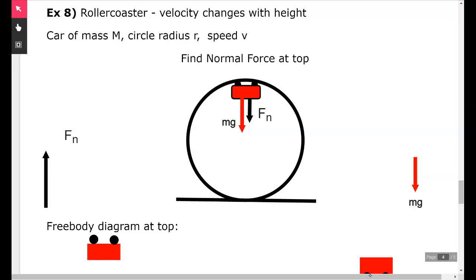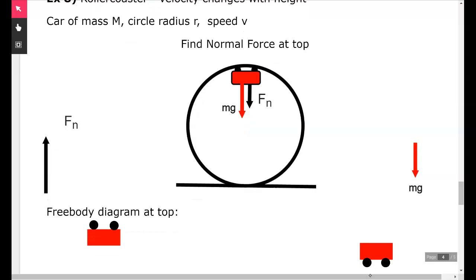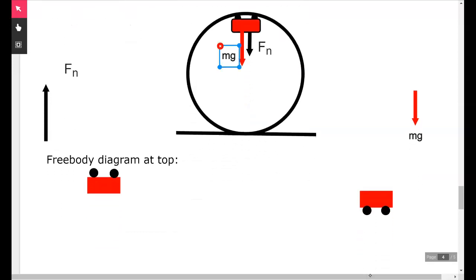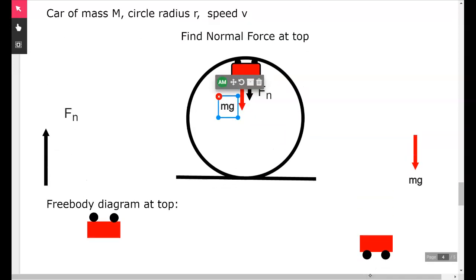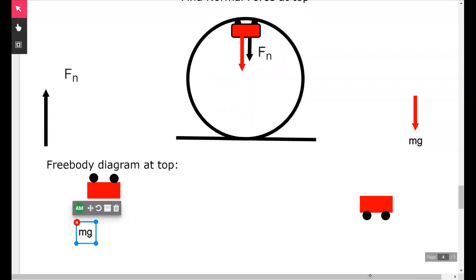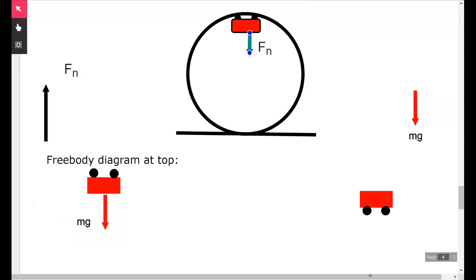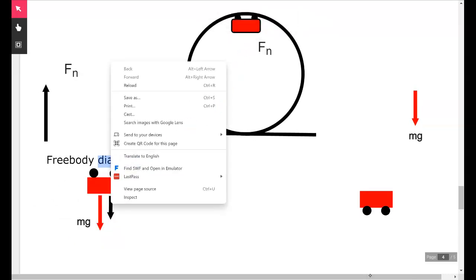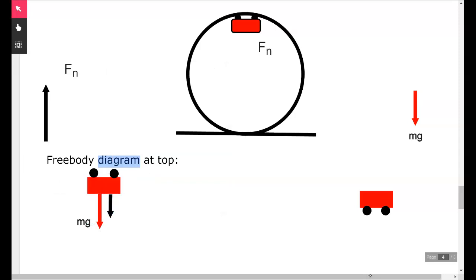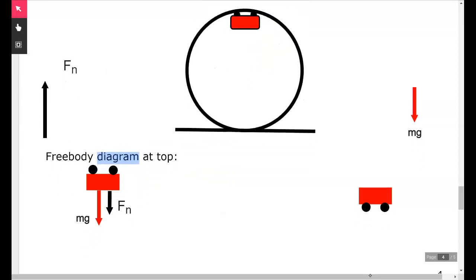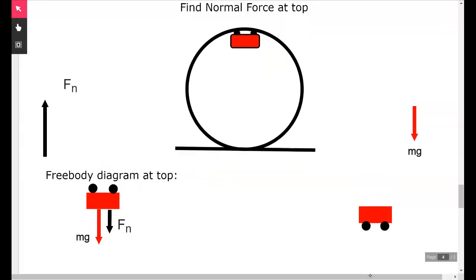How about the free body diagram at the top? Well, let's bring those two forces over. You've got the weight force, and you've got the normal force. Those are the two forces on the roller coaster when we do a free body diagram. Let's get the labels.